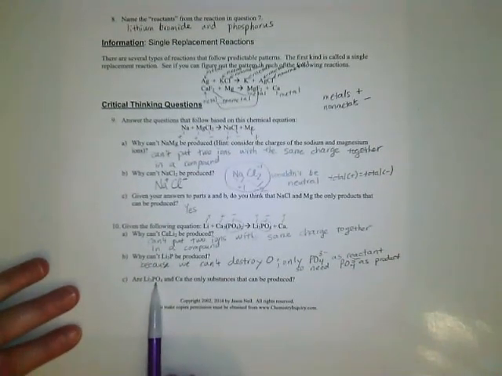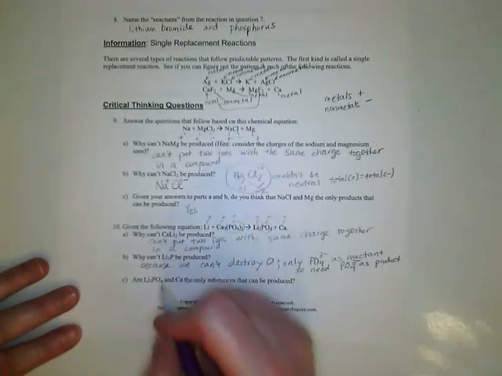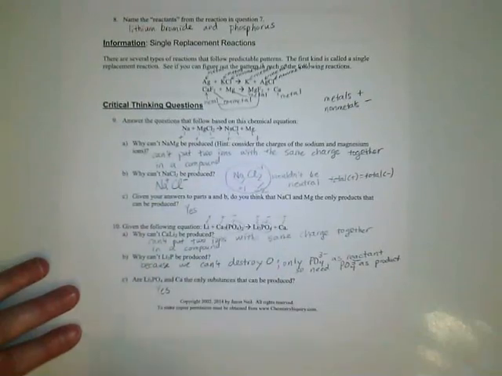The person who wrote this said, although lithium phosphide is neutral, there is no P-3 in their equation. There is only phosphate, and we will almost never be breaking up polyatomic ions like phosphate. Don't mess with polyatomic ions. So are lithium phosphate and calcium the only substances that can be produced? Yep.